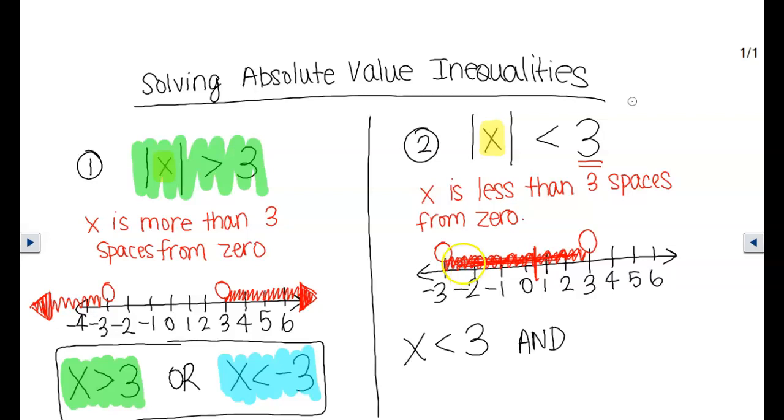Then what I would want to do is look at how these numbers in this shaded part of the number line compare with negative 3. How do negative 2 and negative 1 and 0 and 1 and 2 compare with negative 3? Well, they are greater than negative 3.